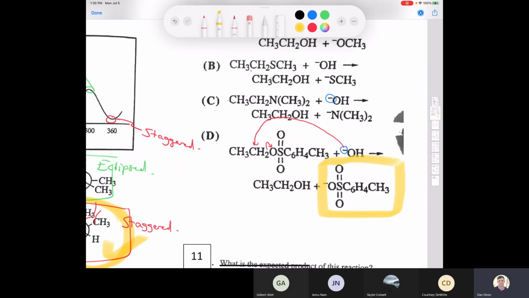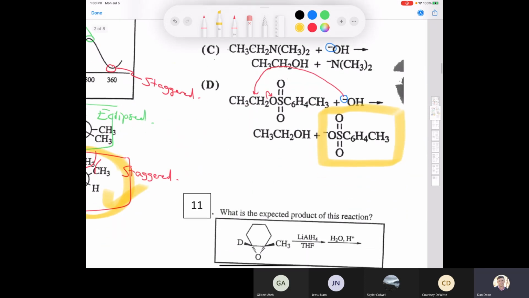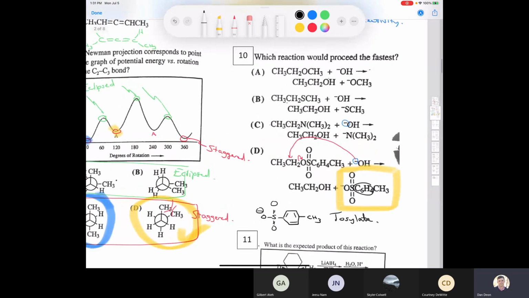Hey, thanks, Gilbert. 100% correct. It's a tosylate, right? So if we draw what Gilbert has identified, what he's saying is that you get the oxygen with a negative charge to the sulfoxide, or sorry, the sulfone. So C6H4 is this part right here, the aromatic ring, and then you've got this. So this is a tosylate. All right, so with that in mind, could anybody tell me which one of these reactions would proceed the fastest? Or which one you think would proceed the fastest?